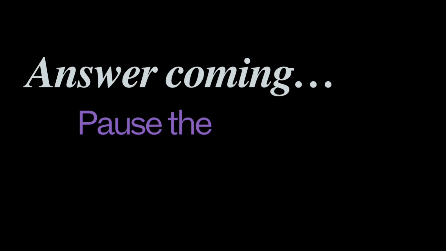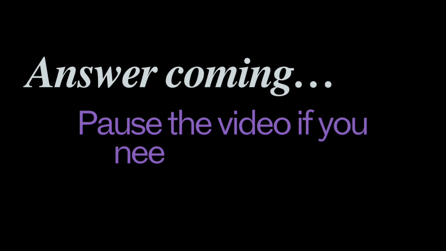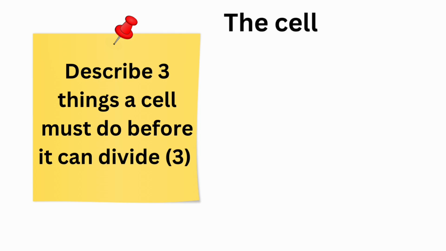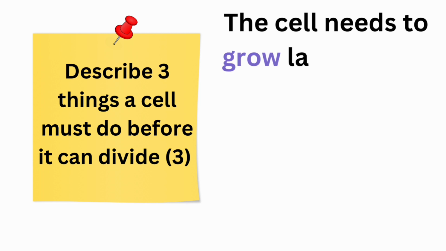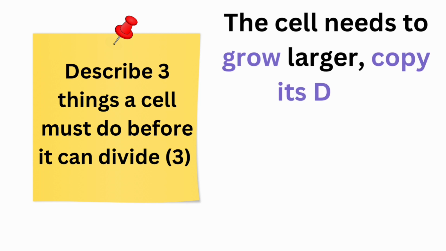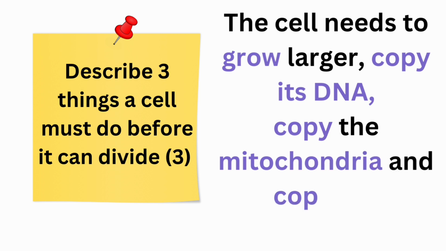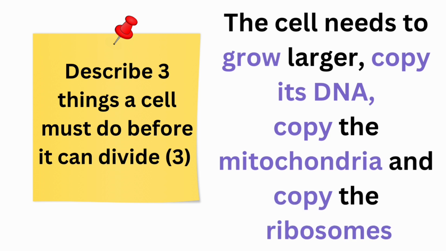And I'm about to show you the answer, so if you're not ready for it yet and you want a bit more time, just pause the video until you're ready. And here someone's written an answer. The cell needs to grow larger, copy its DNA, copy the mitochondria, and copy the ribosomes. So there are 4 marks in this answer. They've got 1 mark for grow, 1 mark for the idea of copying the DNA, 1 mark for copying the mitochondria, and 1 mark for copying the ribosome.